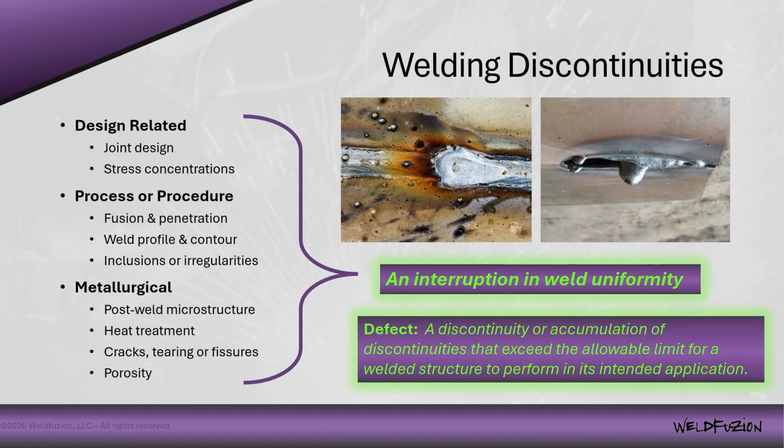Do you know the difference between a discontinuity and a defect? Welding flaws or discontinuities are interruptions in the uniformity of a weld, which aren't necessarily defects, they're just differences. However, certain discontinuities or an accumulation of discontinuities become defects when the weld is compromised and can't perform in its intended application. Welding discontinuities tend to fall into three main categories. Those are related to design, to the welding process or the procedure or technique being used, and to the metallurgy. And you might have guessed it, we're going to focus on those related to metallurgy.